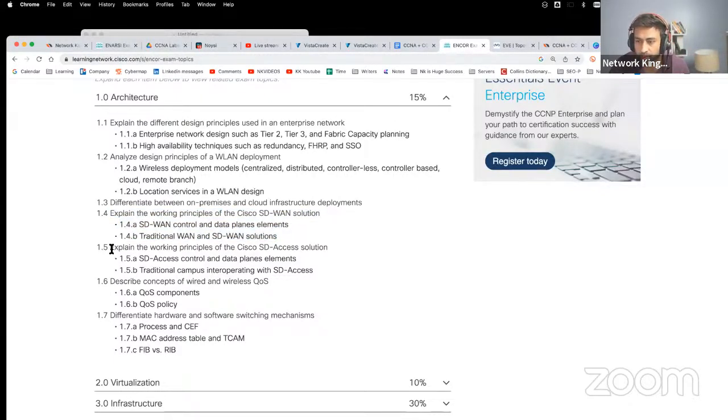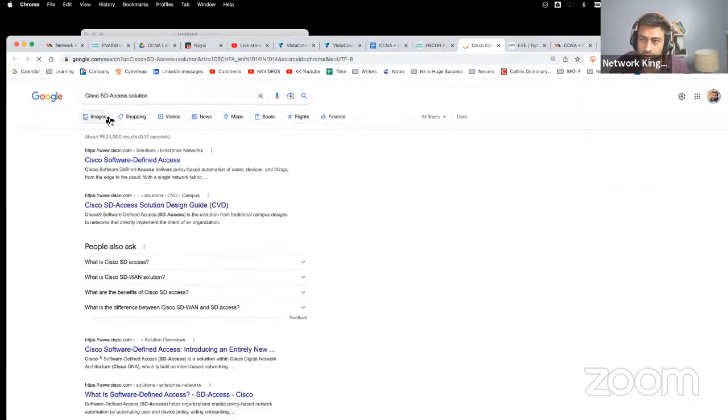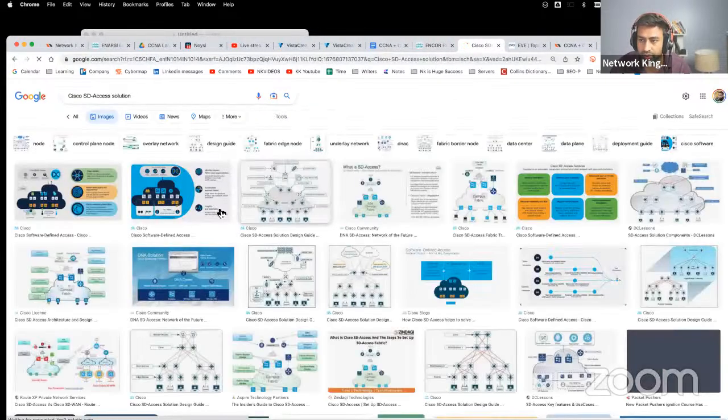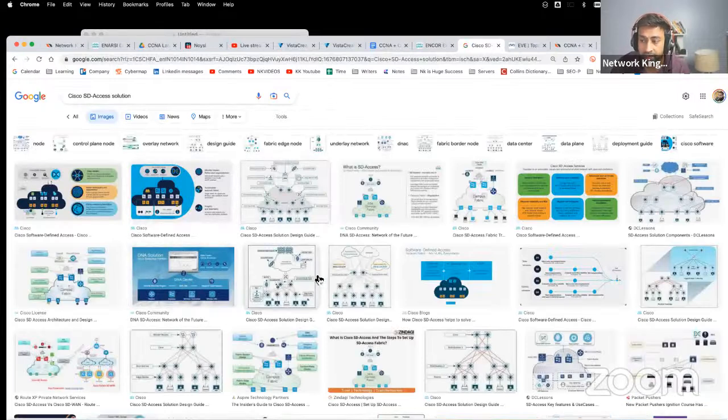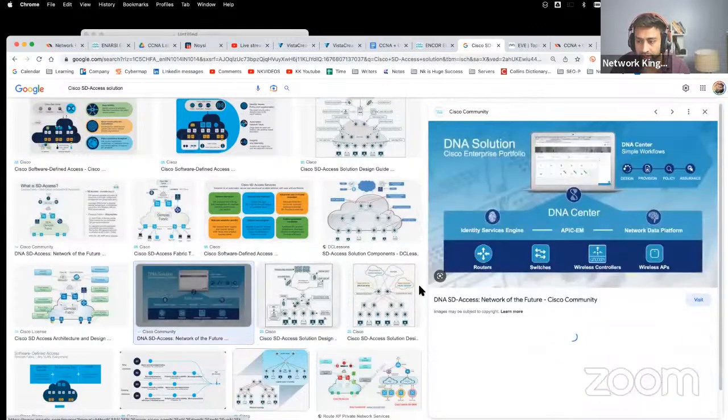So after that, we are going to learn about SD access technology. Again, we are going to understand SD access. What is this SD access solution? We are going to spend around 2 to 3 hours on this solution, on how you can automate your LAN network with the Cisco DNA solution.